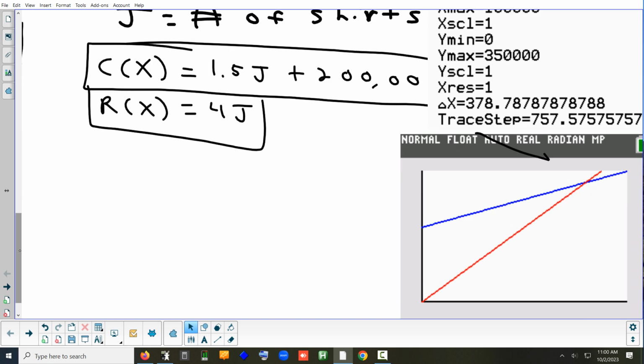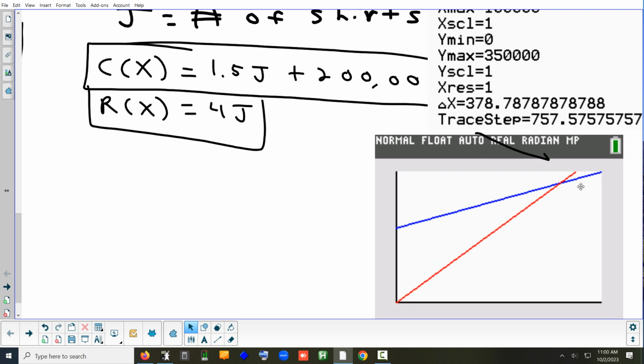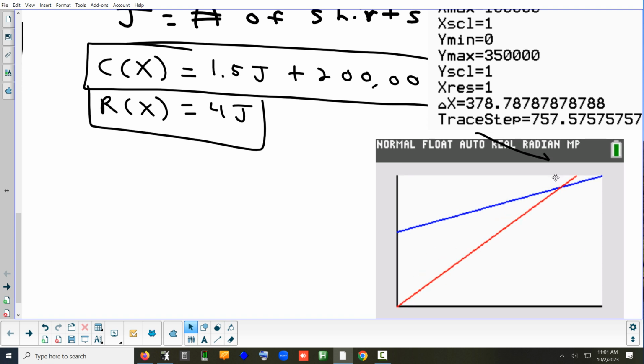Now we're going to talk about it on the next slide, but this point has a special name when it has to do with revenue and profit. All right, so I think I heard somebody say it. What's this point called where these two things cross? Anybody know? Break even. Yeah, it's called the break-even point.